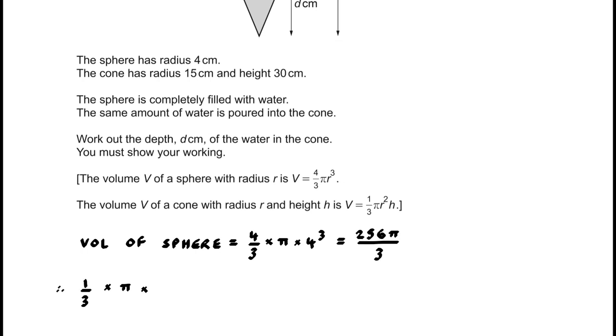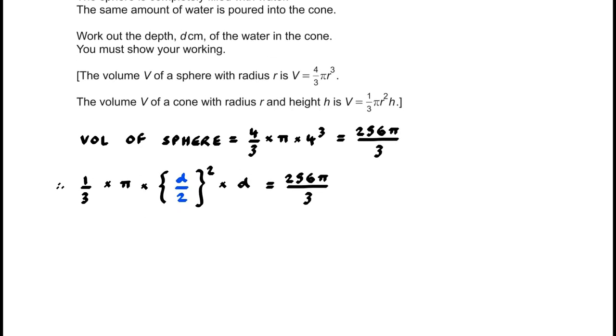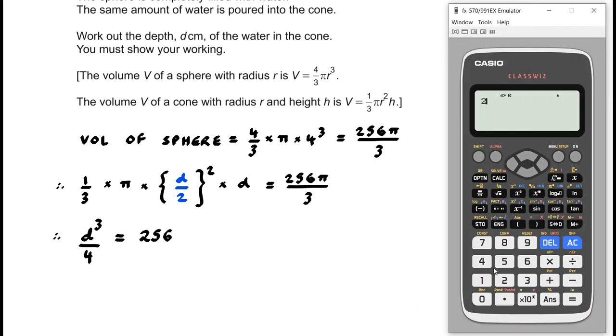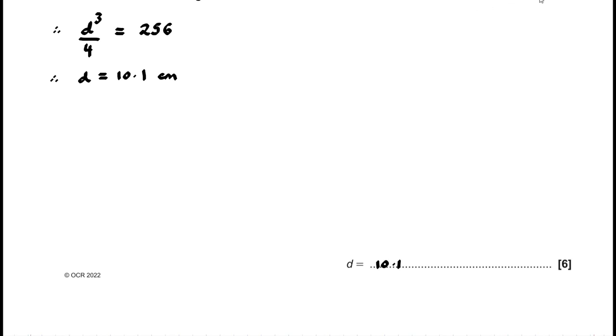If I work out the volume of the cone, I've got 1/3 pi times the radius squared, so I've got d over 2 squared, times the height of d. And that's going to equal the volume of the sphere, 256 pi over 3. I just need to solve for d now. So I've got d cubed over 4 equals 256. So 256 times 4, and then I want to cube root this. So that means d is 10.1 to one significant figure. So we end up with 10.1.